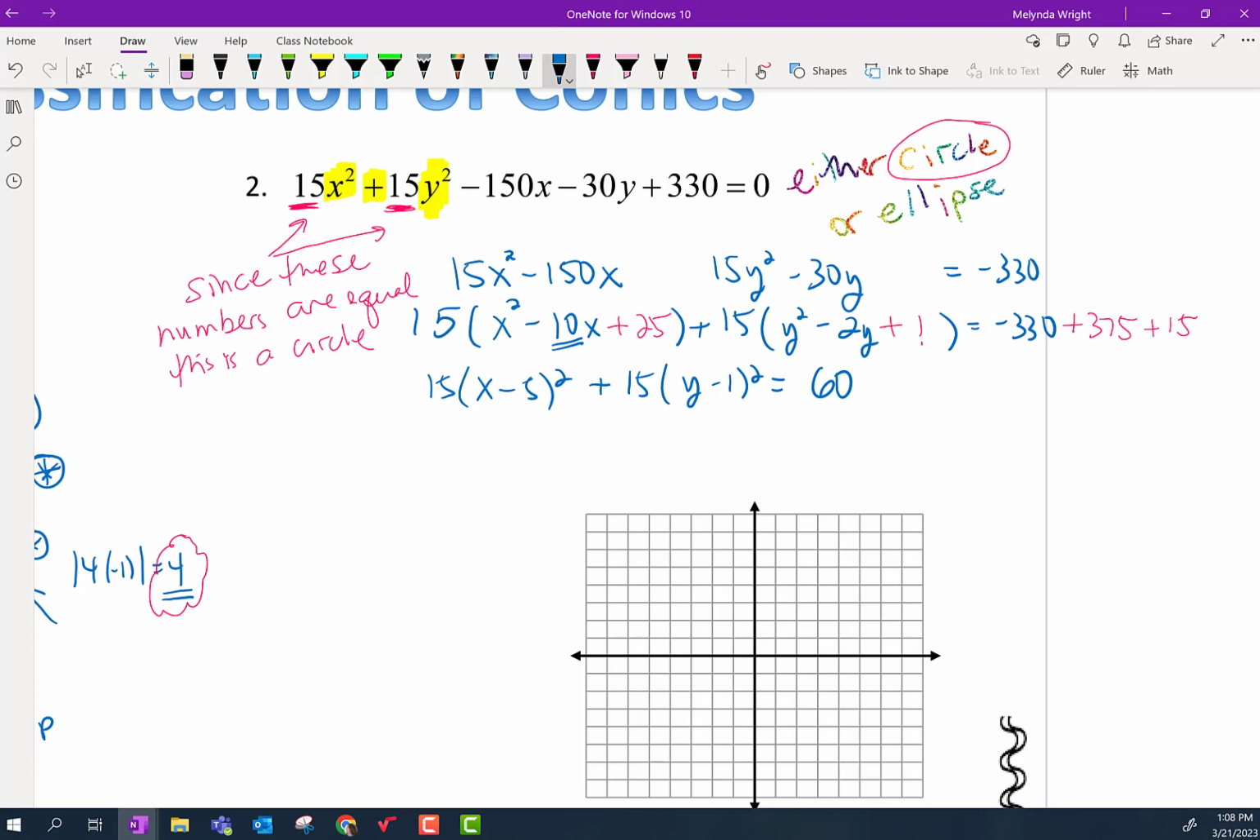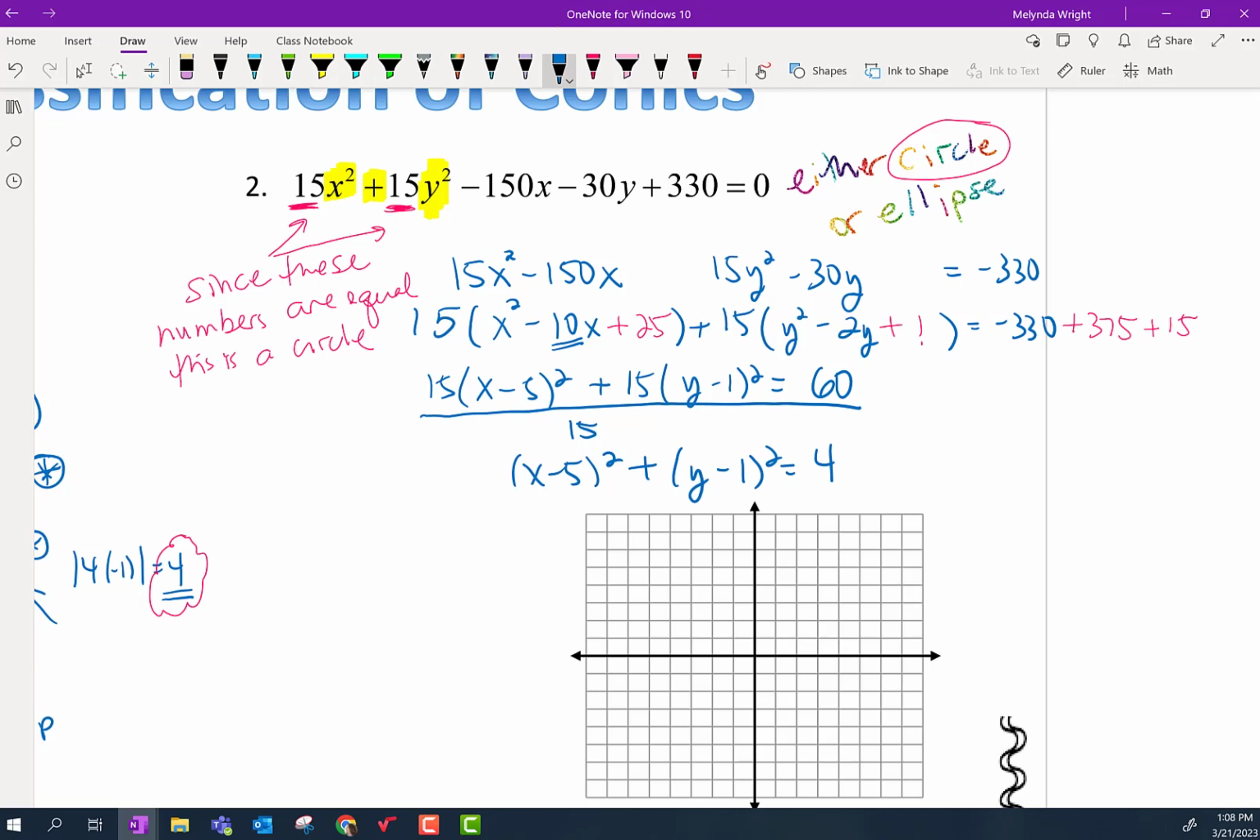All right, so recall that with a circle, there's not supposed to be fractions, and equal to 1, right? That's not how a circle looks. Instead, we're going to divide through this whole thing by this same number, 15. That's how it's going to work. I divide each of these things by 15. So that gives me x minus 5 squared plus y minus 1 squared, and 60 divided by 15 is 4.